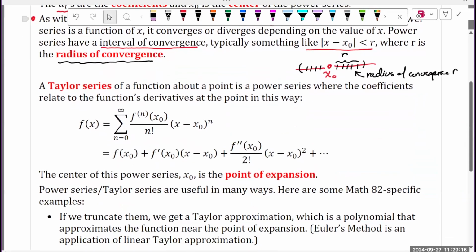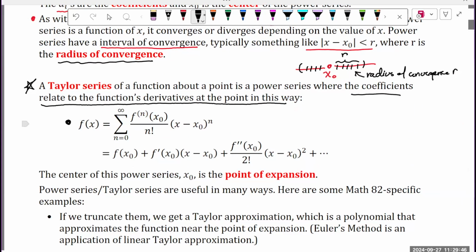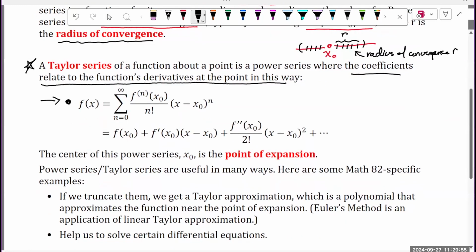Now, a Taylor series is a particular case of a power series. In the case of a Taylor series, the coefficients relate to the function's derivatives at that point of expansion. This is the formula for a Taylor series, which many of you may have already seen in calculus. Again, the center of this power series, x naught, is our point of expansion.